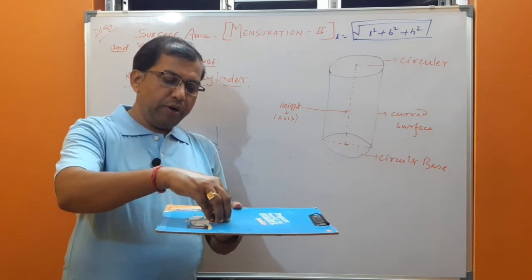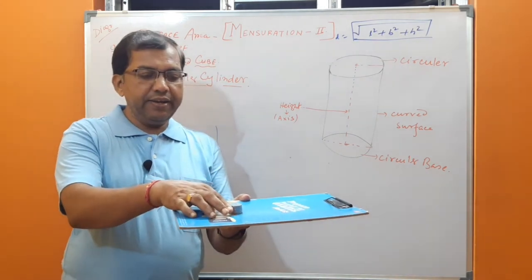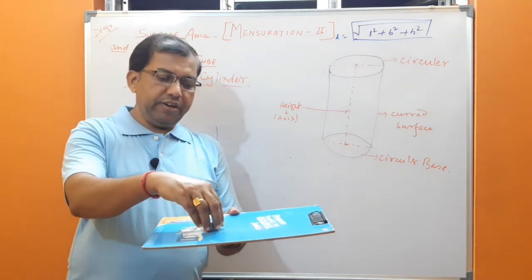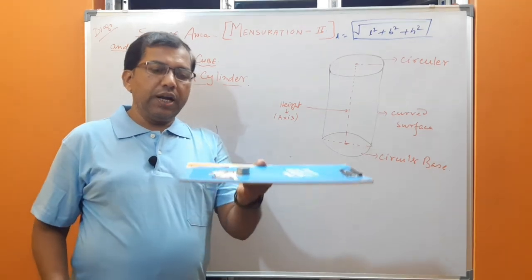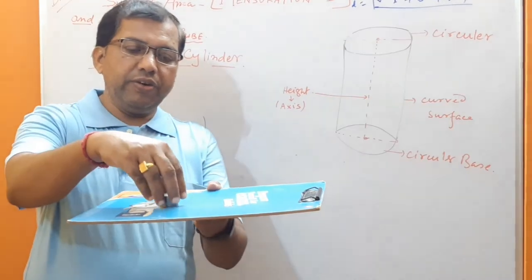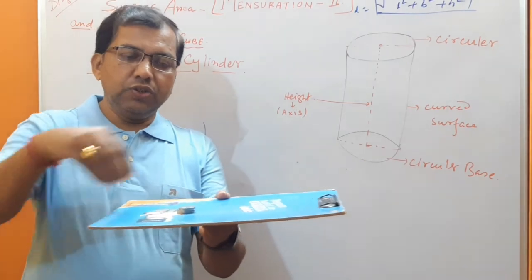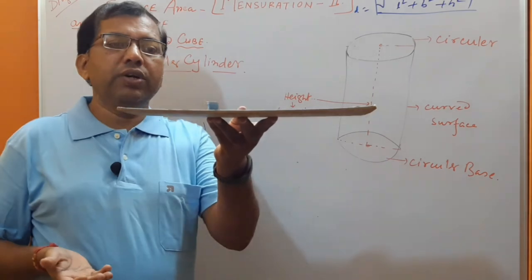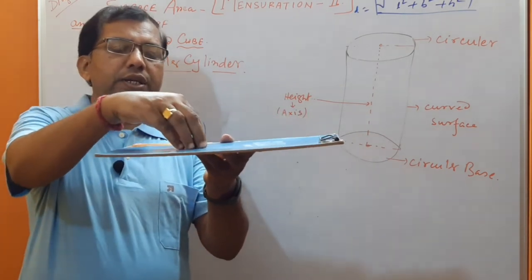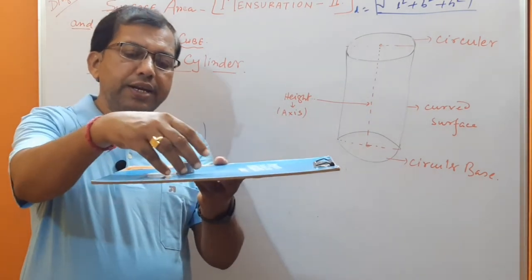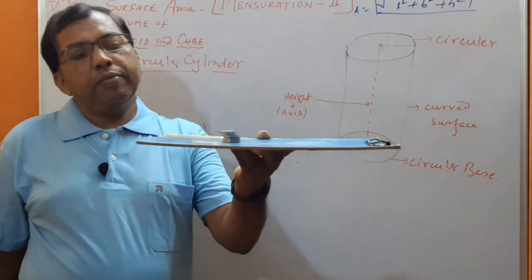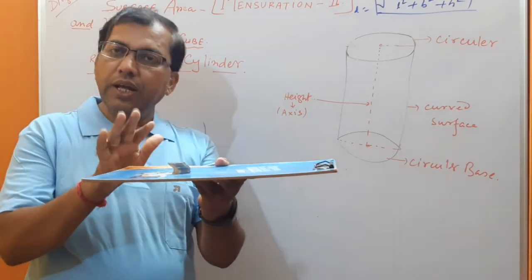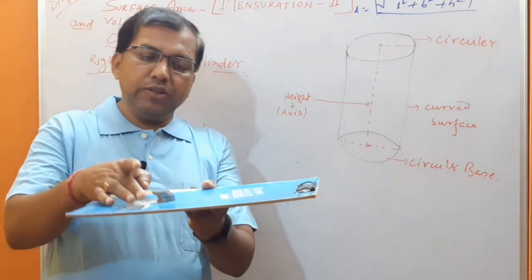One by one I am adding the circular faces, and this is the height. If I withdraw some of the coins, the height will be less. So this is the right circular cylinder. If we tilt this, not in a perpendicular manner, the axes are different. In this case it is not a right circular cylinder. So this will be the height.